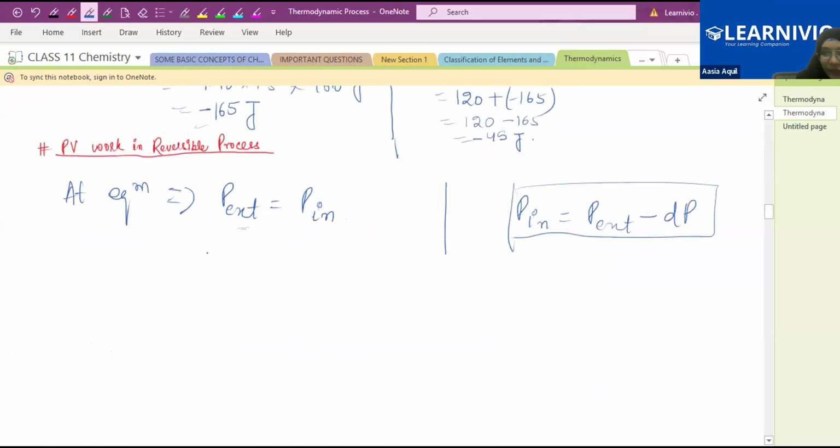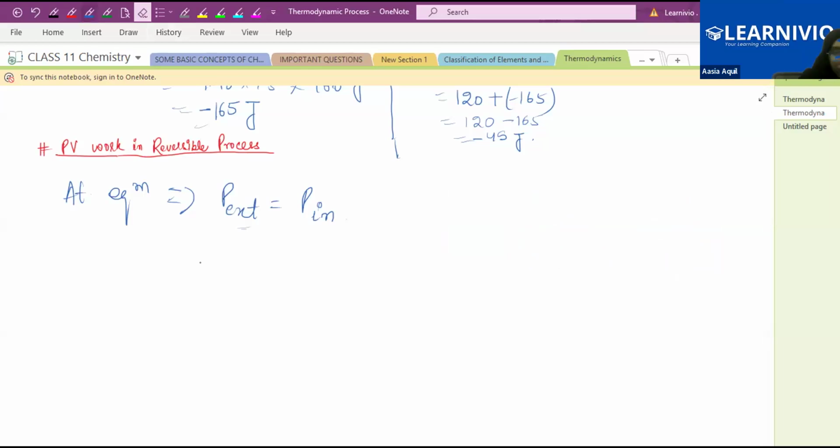Now substitute this value. So what does P external become from here? P external will be P internal plus dP, right? That's what we will use here. Write it right here, just a second. Here at equilibrium, P external is equal to P internal.